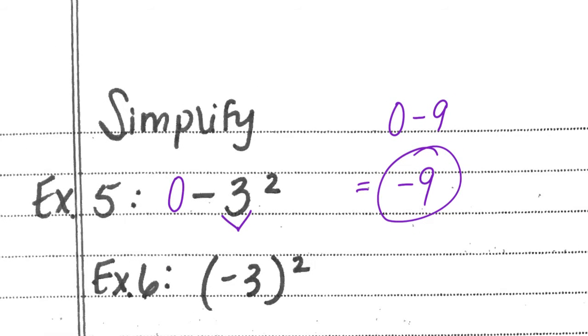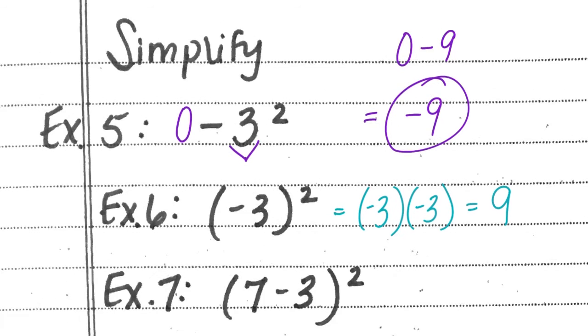On the other hand, if I have it in parentheses, this is saying negative 3 times negative 3. In this case, with everything in parentheses, that is a positive 9. And you obviously wouldn't be able to use a calculator.